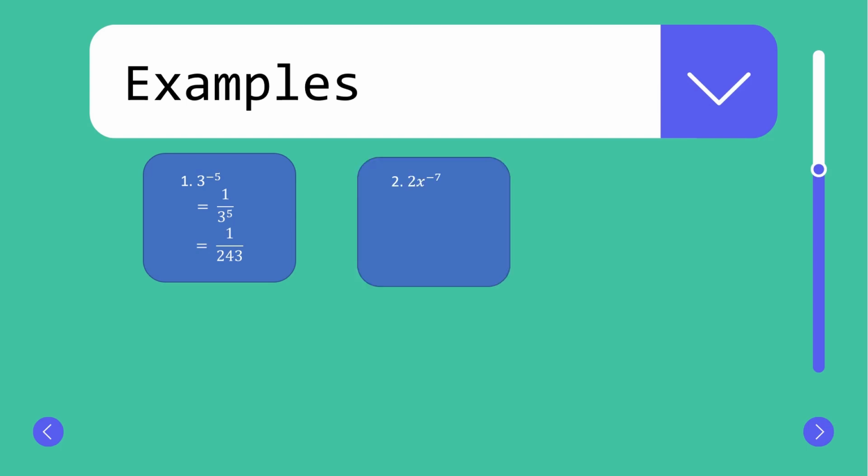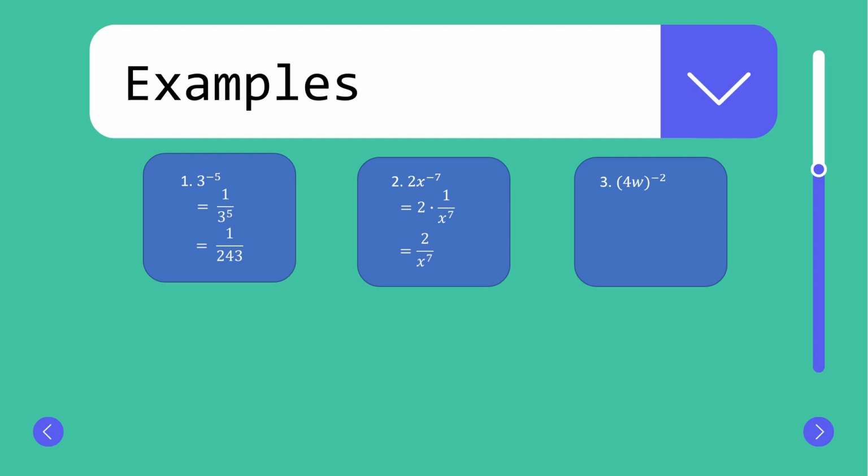Next, we have 2x raised to negative 7. For this example, the exponent negative 7 only applies to x. So this becomes 2 times 1 over x raised to 7. We simplify, this becomes 2 over x raised to 7. Our third example is quantity 4w raised to negative 2.